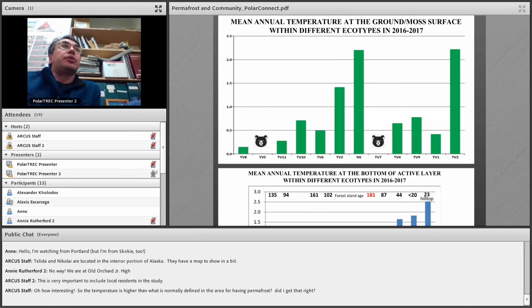Here you can see the mean annual temperature of the ground surface across our stations at Telida village. Unfortunately, for two of the sites we didn't have good data because of wildlife. These two stations were damaged by bears. So working with communities, you need to establish good relationships not only with community members but with the animals living around as well.